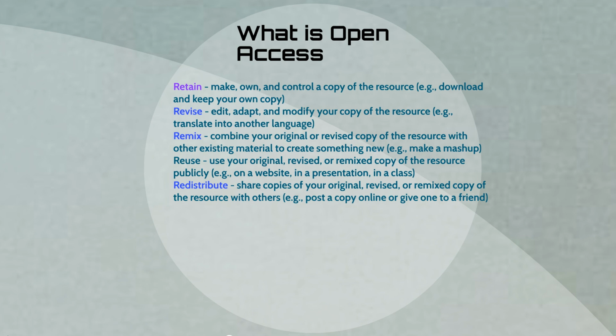Fourth is to be able to reuse material. That is to take your material and be able to do what you want with it, and take other people's material and be able to use it for your own purposes. And fifth is to redistribute your material, the original, revised, or remixed work, with other people. So in the old days, under strict copyright law, you weren't allowed to do that, but with open access and the way open access materials are often copyrighted, you can use it in the way you want.